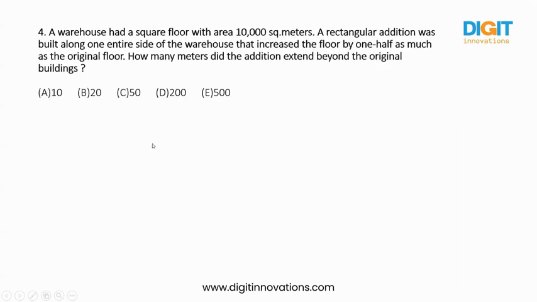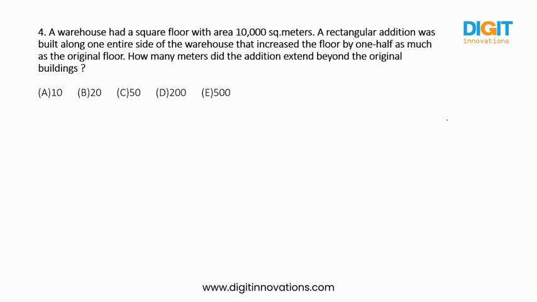So a warehouse has a square floor with area 10,000 square meters. A rectangular area was built along one entire side of the warehouse that increased the floor by one half as much as the original floor. How many meters did the addition extend beyond the original building?